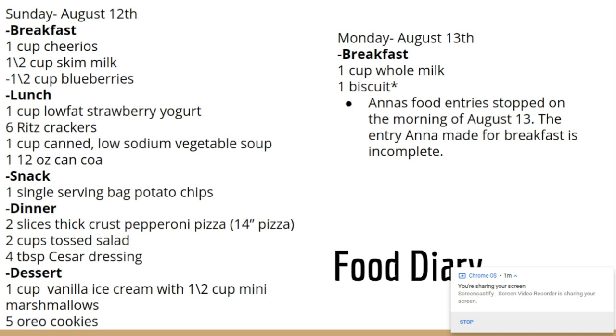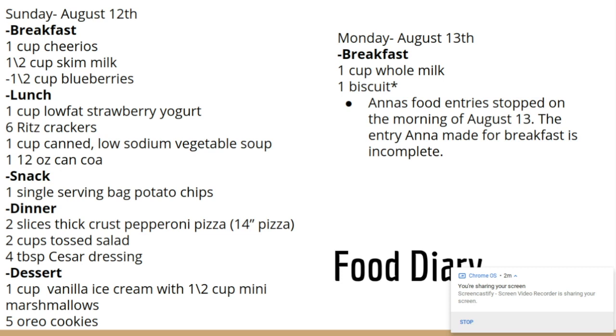Sunday, August 12th, she had a full diary of what she ate, and for her breakfast, she had 1 cup of Cheerios, 1/2 cup of skim milk, 1/2 cup of blueberries, and for lunch she had 1 cup low-fat strawberry yogurt, 6 Ritz crackers, 1 cup canned low-sodium vegetable soup, 1 12-ounce can of Coca-Cola, and for her snack she had 1 single-serving bag of potato chips.